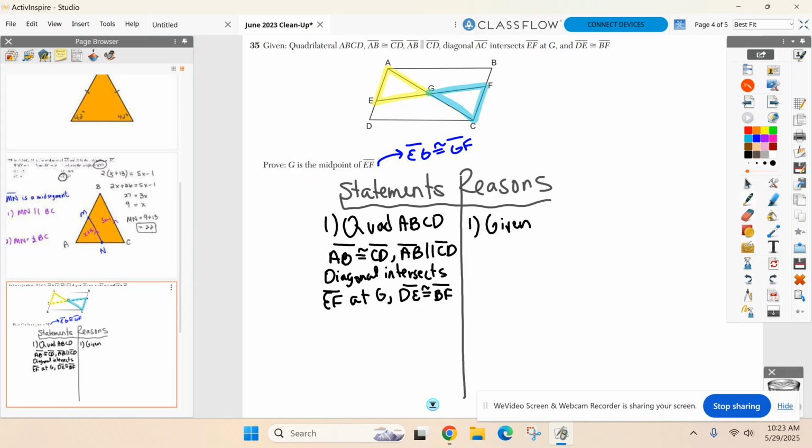And actually, this is a June exam, right? So my students two years ago took this same exam and did this same exact proof. And you know what they did? They didn't read.